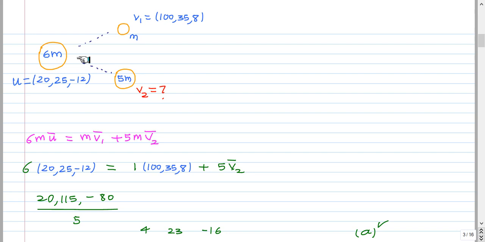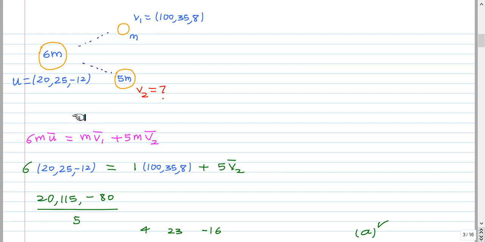Here is the solution. After breaking up, the masses are in the ratio 1:5. If we call the smaller mass m, the bigger piece will be 5m, and the initial mass, which is the sum of these two pieces, will be 6m. The initial velocity of the mass is 20 i cap plus 25 j cap minus 12 k cap, and the velocity of the smaller mass after breaking up is 100 i cap plus 35 j cap plus 8 k cap. We have to find the velocity of 5m after breakup.